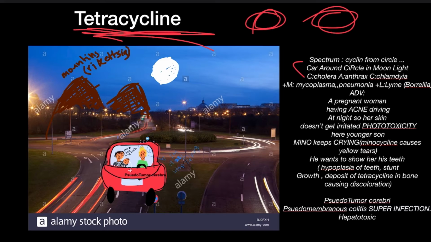And now, to remember the adverse effects, let's see the story. Well, a pregnant woman who has acne is driving at night so her skin does not get irritated. And irritated is going to remind us of phototoxicity. Now, her youngest son, and his name is Mino, keeps crying. And this is going to remind us that minocycline causes yellow tears. And why is he crying? Well, he wants to show his mom that he has broken his teeth. And this is going to remind us of hypoplasia of the teeth and stunting of growth, in addition to tetracycline deposit in the bone causing discoloration. Let's complete.